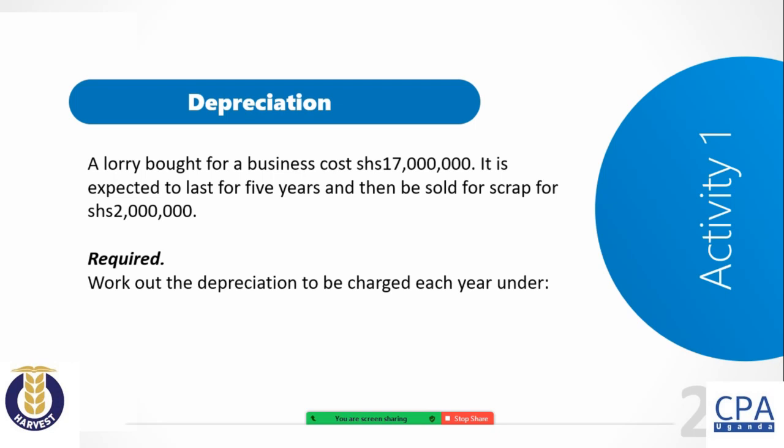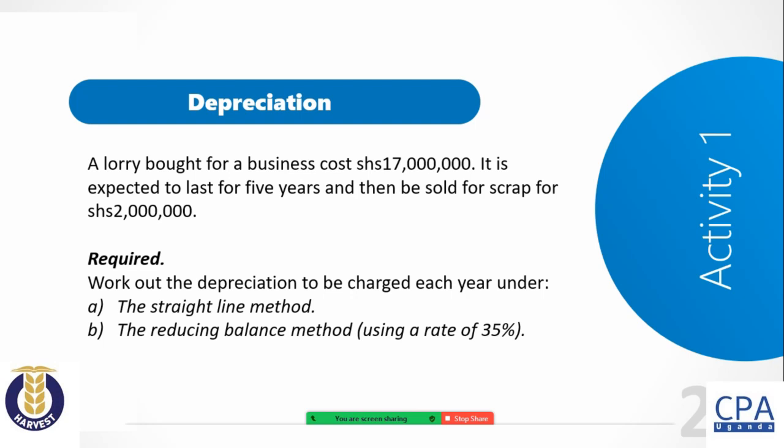So activity number 1, we have a lorry bought for business at a cost of 17 million. This lorry is expected to last for 5 years. At the end of the 5 years, it will be sold for scrap at 2 million. We are required to work out the depreciation to be charged for each year under straight line method. Reducing balance method, you need the rate. It must be given. Sum of digits method.